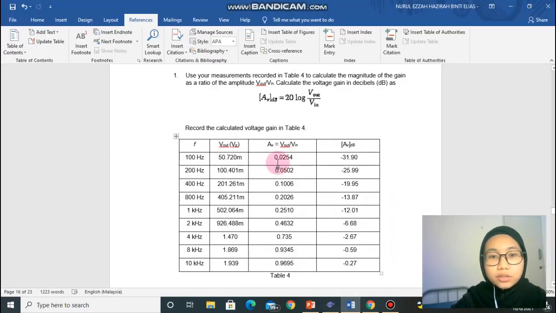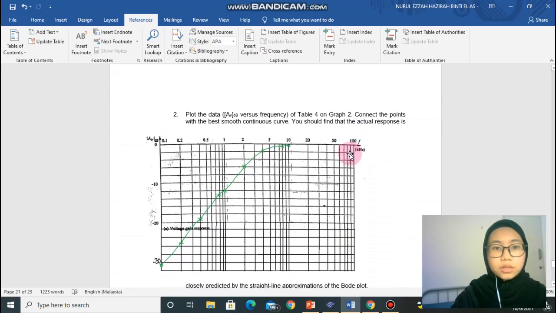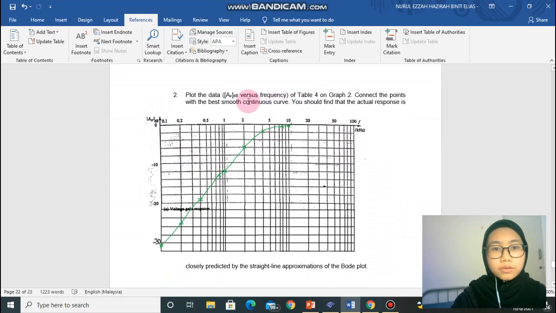Okay, next we will continue to measure for the frequency from 100 Hz to 10 kHz to find the V out for the inductor. To find the value, we will use the formula V out over V in. Then we will get this value and calculate the voltage gain. We use this formula to get the value. After that we will plot the data for frequency versus voltage gain.